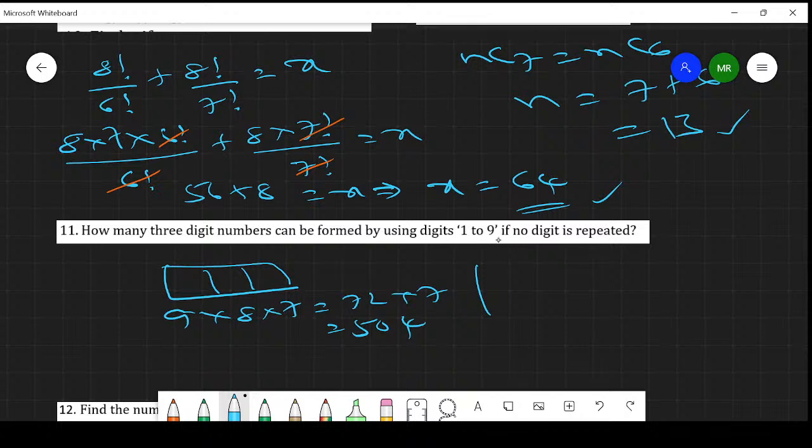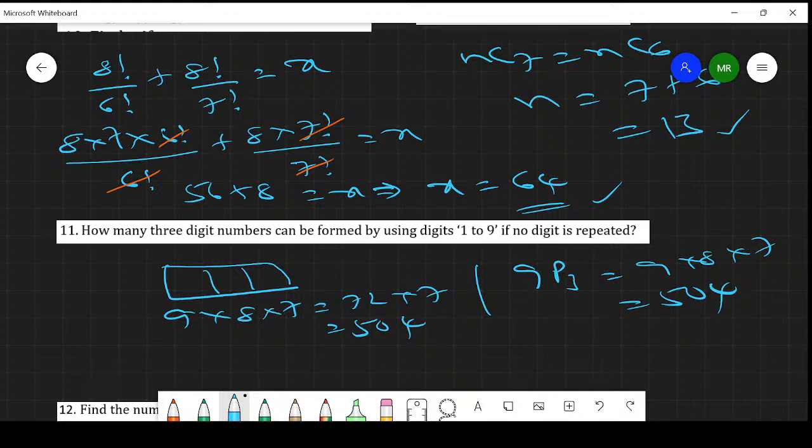Some people may also follow another way. We have 9 digits and 3 boxes, so I can write 9P3. That is also correct. 9P3 means 9 into 8 into 7, which is 504. Both are correct. So here, how many 3-digit numbers? The required number of 3-digit numbers is equal to 504.